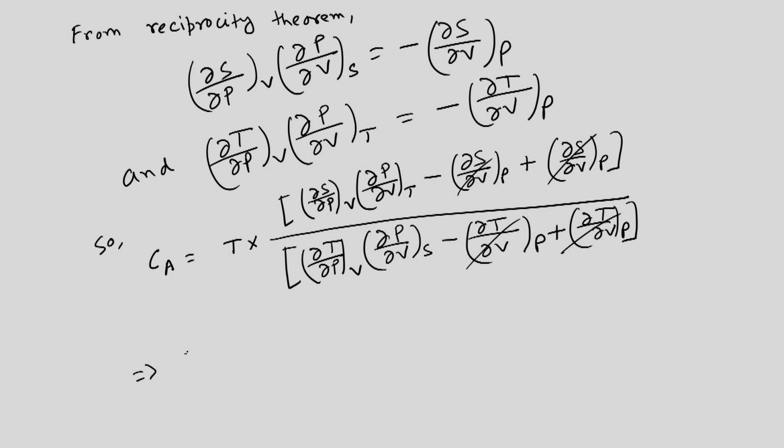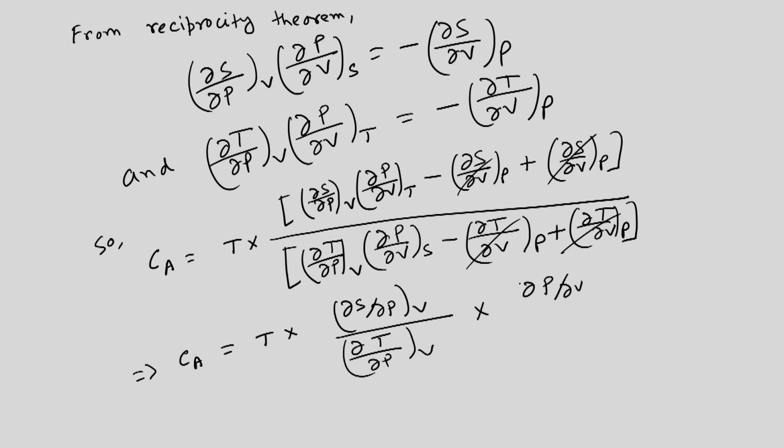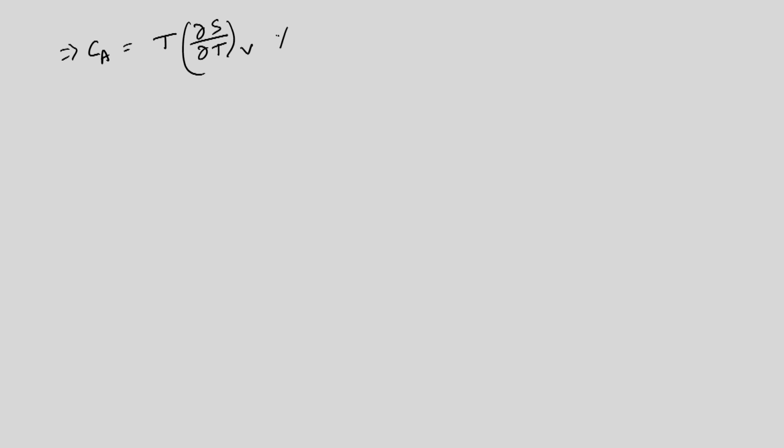So, we get Ca equals T times del S by del P at constant volume by del T by del P at constant volume times del P by del V at constant temperature by del P by del V at constant S. So, we get Ca equals T times del S by del T at constant volume times isothermal elasticity. Okay.